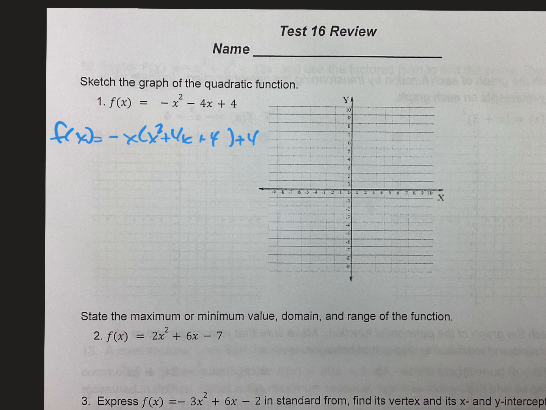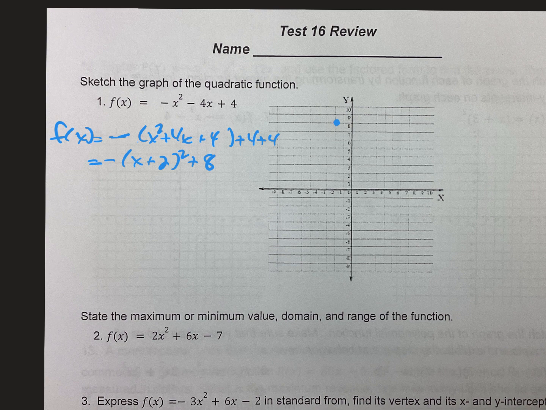Really, though, I made a mistake. This should be a negative sign, not negative x. Sorry about that. Really, that's a negative 4 because of the negative sign in the front. So I'm going to add another 4 out here. So this is what I'm getting. Getting x plus 2 squared plus 8, which means my vertex is at negative 2, 8, which is way up here. Because the negative's in the front, it's going to open down.